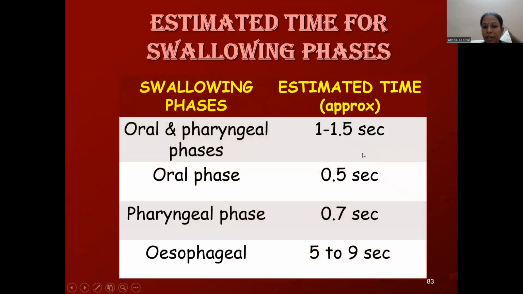This is the time taken for all the phases. Oral and pharyngeal phases together take 1 to 1.5 seconds. For the oral phase alone, it is 0.5 seconds. Pharyngeal, it is 0.7 seconds. And the esophageal phase is 5 to 9 seconds.